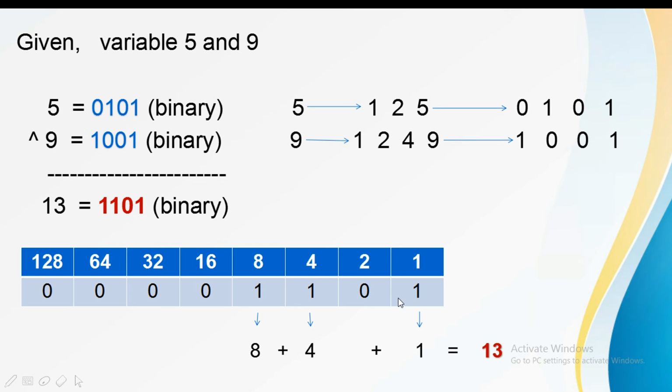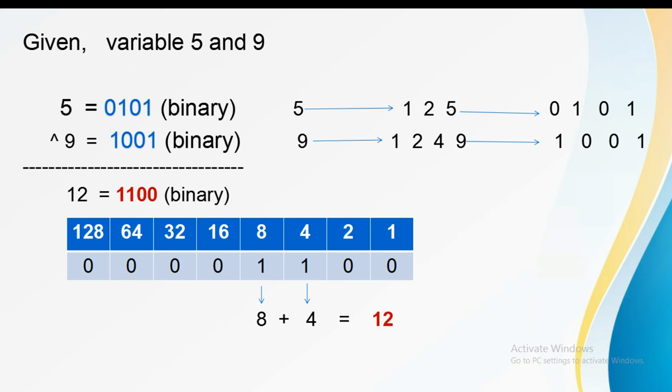So kwenye kukona 1, tuna add. Kwa hivyo tuna add 8 plus 4 plus 1. Kwa sababu hapa hii ni 0. Kwa hivyo tunaanza 8 plus 4, hapa kuna 1 na hapa kwa 1 kuna 1 pia. Tunaziunganisha. Tukiziunganisha tunapata 13. So 13 is the answer for this binary. Sawa sawa. 13 is the decimal number.